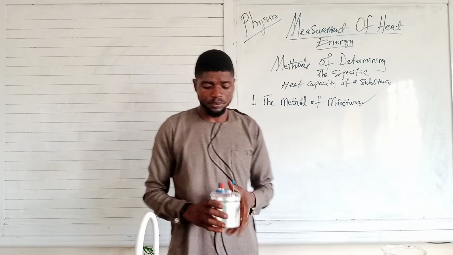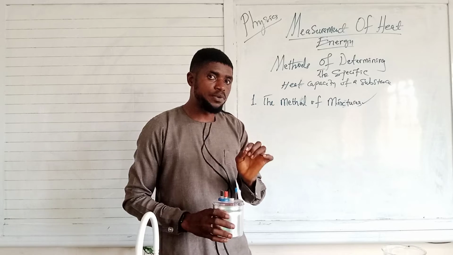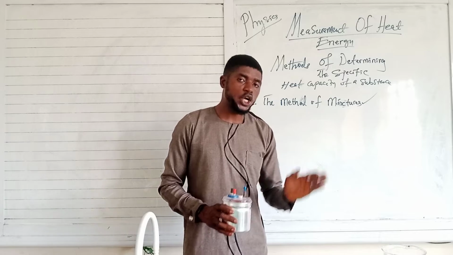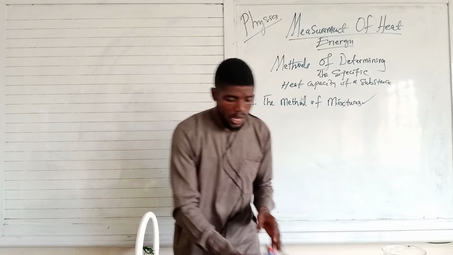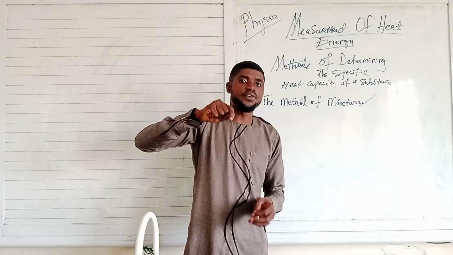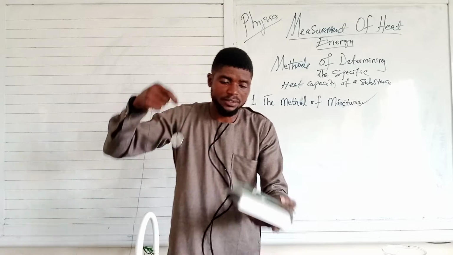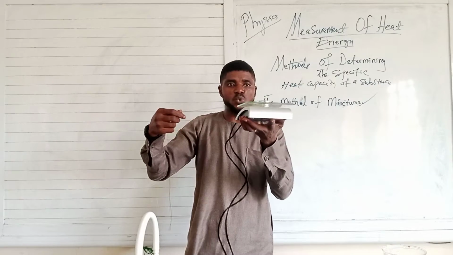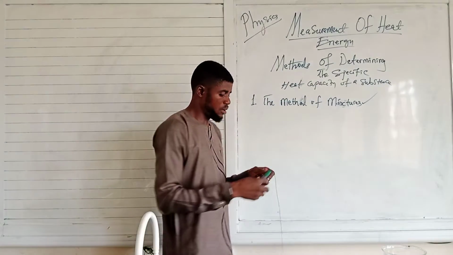So how is it done? The method of mixtures makes use of the principle of mixtures. The principle of mixtures states that heat lost by a hot substance is equal to heat gained by a cold substance. The substance or material whose specific heat capacity is to be determined experimentally is first weighed. You can see this. It is first placed on the weighing balance and it is weighed. We call it mass of the substance, mass of the metal.